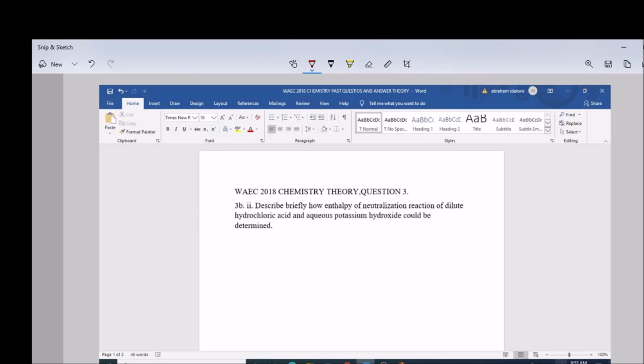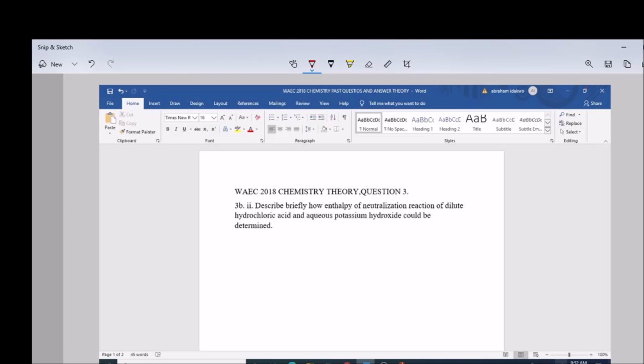This is just the reaction between hydrochloric acid and aqueous potassium hydroxide to give potassium chloride and water. Then we are asked to determine the heat evolved during this reaction, and we cannot determine this heat evolved through a balanced chemical equation. Hence, an instrument is used to determine the heat of neutralization reaction, and the instrument is the calorimeter.